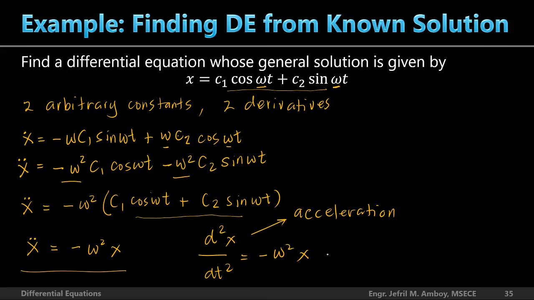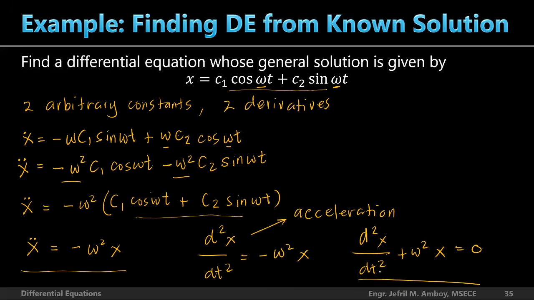We can also express this by transposing this part of the equation to the other side, so it's now equal to 0. d squared x over dt squared plus omega squared x is equal to 0. So, this is also another way of expressing your final answer.